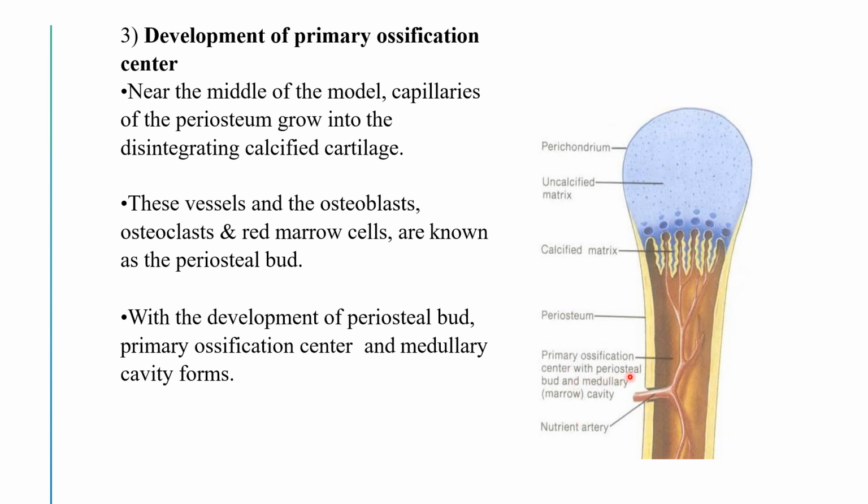So you see the primary ossification center with the periosteal bud and medullary cavity appearing here, and the nutrient artery enters the bone. So this is the calcified matrix and uncalcified matrix. This part is still perichondrium because it is not yet modified. So the modified perichondrium will become the periosteum.